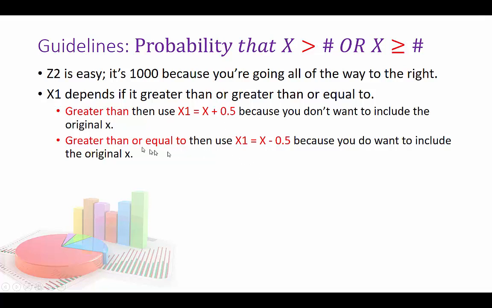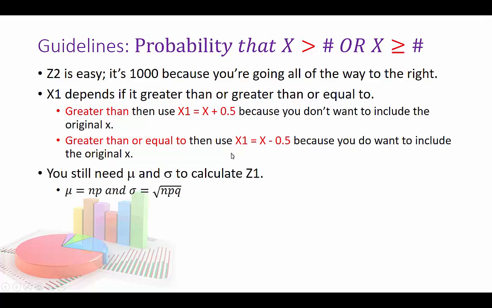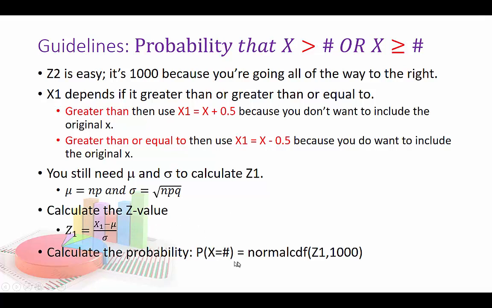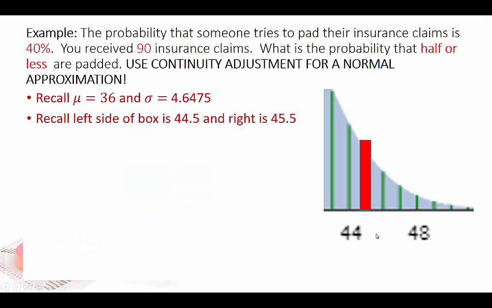If we want greater than or equal to, we actually have to start to the left of the box because we want to include that value. And so we actually have to subtract 0.5 to correct for that. You still need mu and sigma to calculate Z1, and you're going to still use that same formula and calculate the probability with normal CDF, except you only need to do one z-score, and 1,000 is the other z-score.